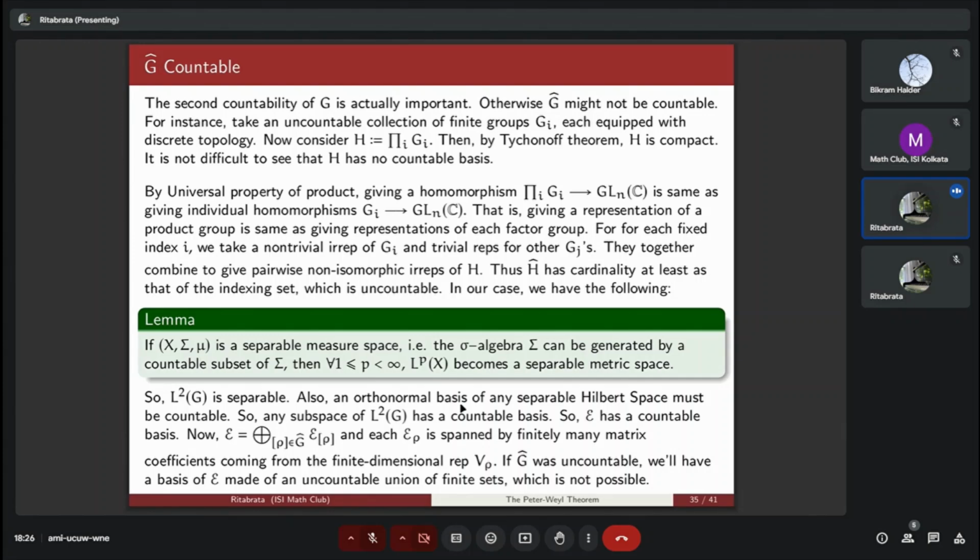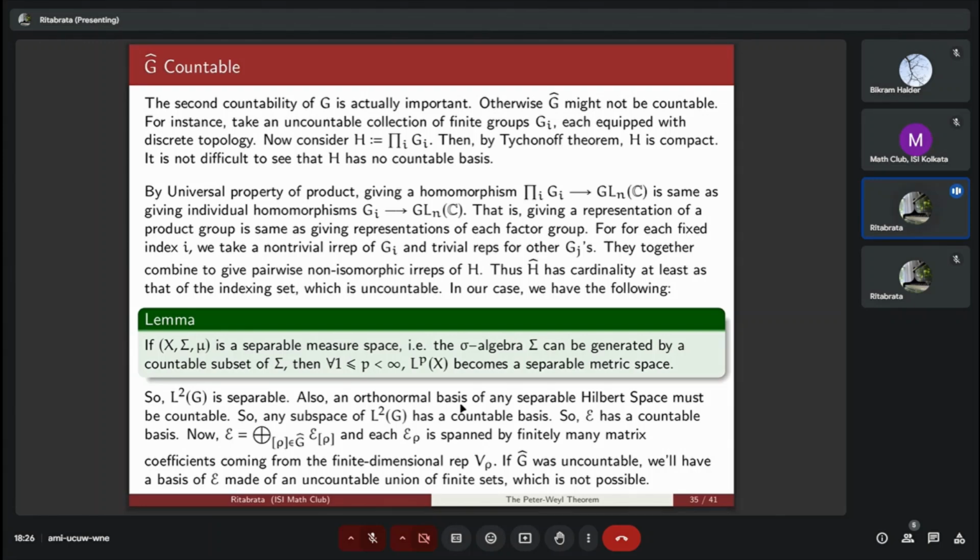Arbitrary product always works here. Giving a representation of G cross H is the same as giving representations of each of G and H individually. We need a choice of representation of G and a choice of representation of H to get a representation of G cross H. This is our universal property.